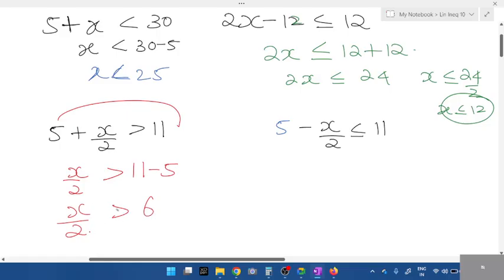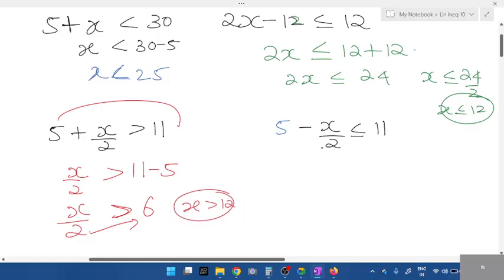Now 2 goes to the other side. What are we multiplying? Positive 2 or negative 2? Positive 2. Do you think the sign will change? No, sign will not change. Good. 2 sides how much? 12. Now, Lindsay, answer this. Answer the next one.